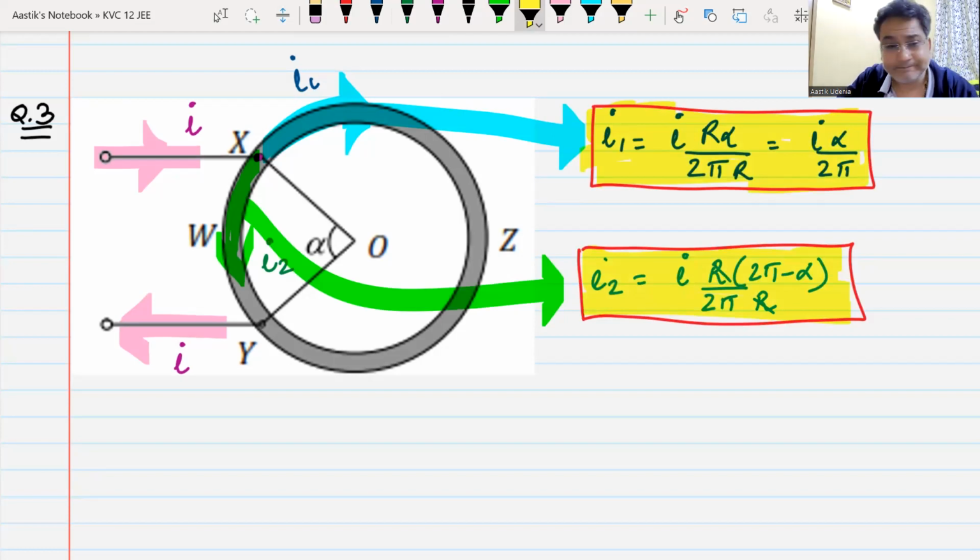Everyone has noted this down? Noted, sir. Okay. Now we will just go quickly into this part because it might be required. Shall we move ahead? Yes, sir. Okay.